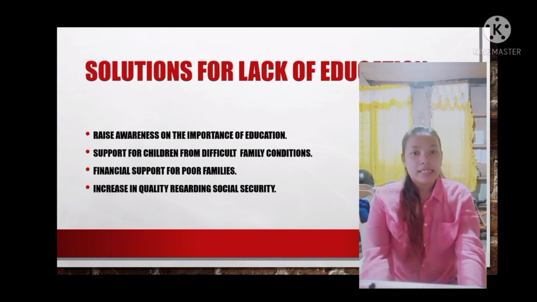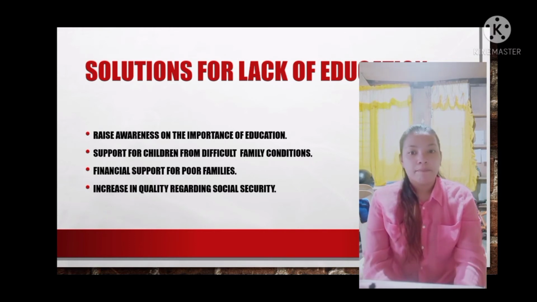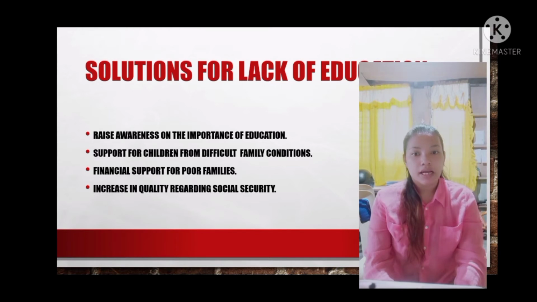So the last one is an increase in quality regarding social security. Better social security schemes are also crucial to fight a lack of education.